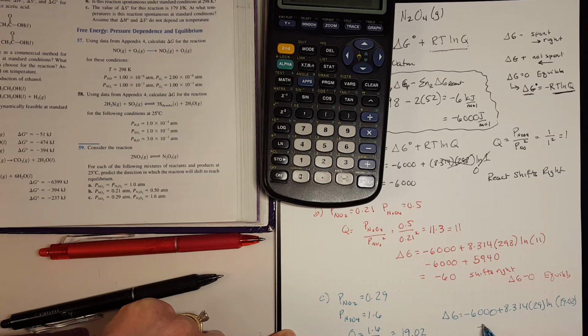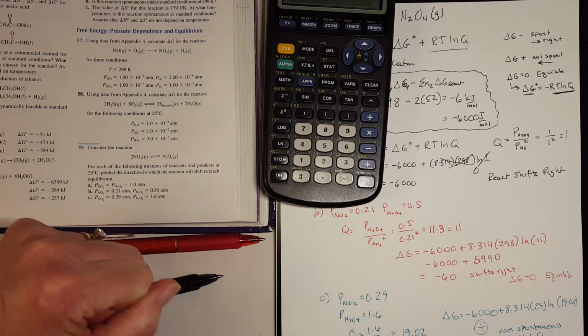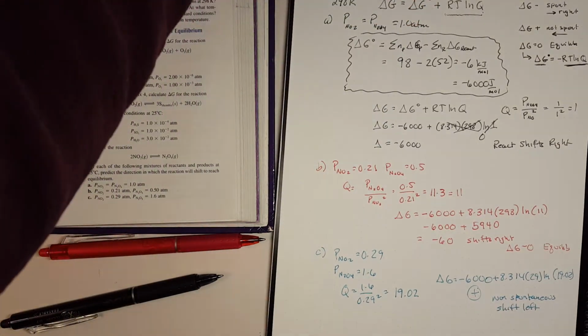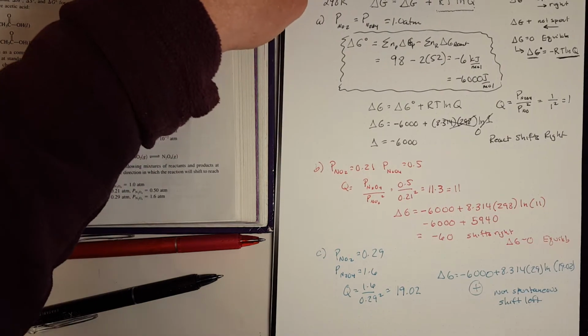And this is going to come out to be a positive number. And when delta G is positive, it's not spontaneous. In fact, it will proceed to the left if we have an equilibrium situation. So this is going to shift to the left. Okay, and that's how you relate the delta G to the K value and the Q value.